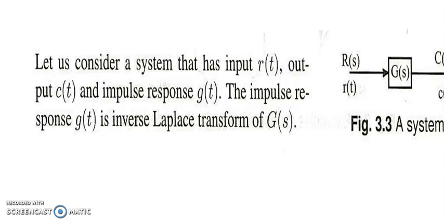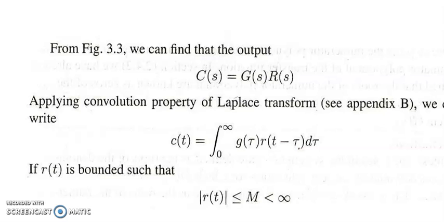Now let us consider a system with a transfer function G(s), with r(t) as the input and c(t) as the output. C(s) here is given by G(s) into R(s). Now multiplication in the frequency domain is equal to convolution in the time domain. So c(t) is equal to integral 0 to infinity g(tau) r(t minus tau) d tau. Now what we are saying is r(t) is bounded, so the absolute value of r(t) is less than or equal to M, which is less than infinity.